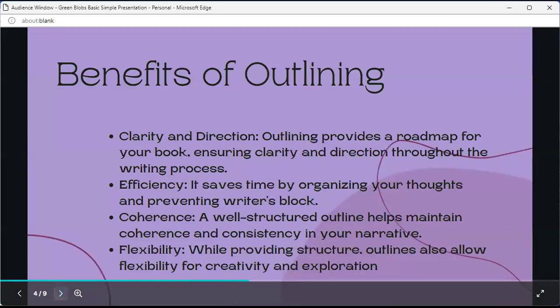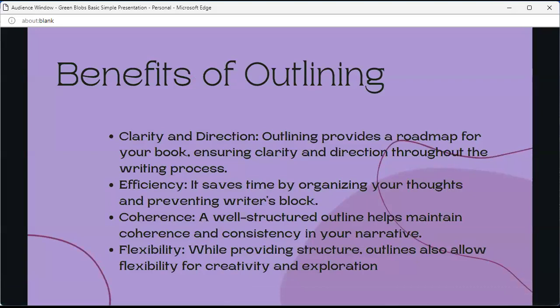The benefits of outlining are clarity and direction, efficiency, coherence, and flexibility. Clarity and direction means providing a roadmap for your book, ensuring clarity and direction throughout the writing process. Efficiency means it saves time by organizing your thoughts and preventing writer's block. Coherence means a well-structured outline helps maintain coherence and consistency in your narrative. And flexibility means while providing structure, outlines allow for flexibility for creativity and exploration.